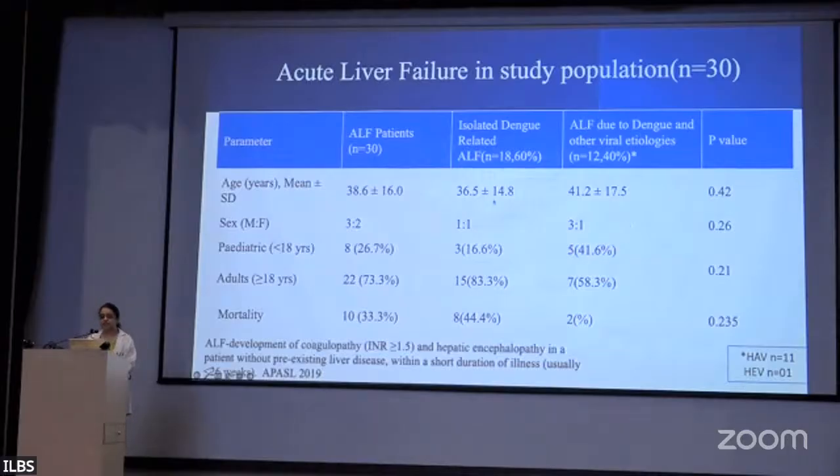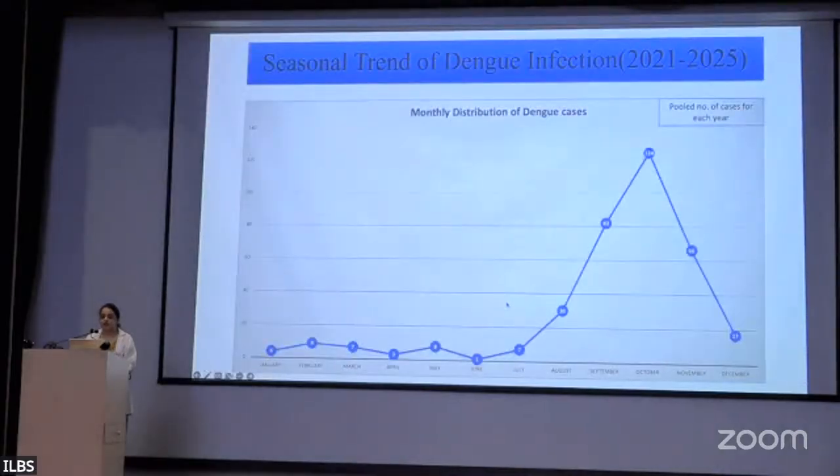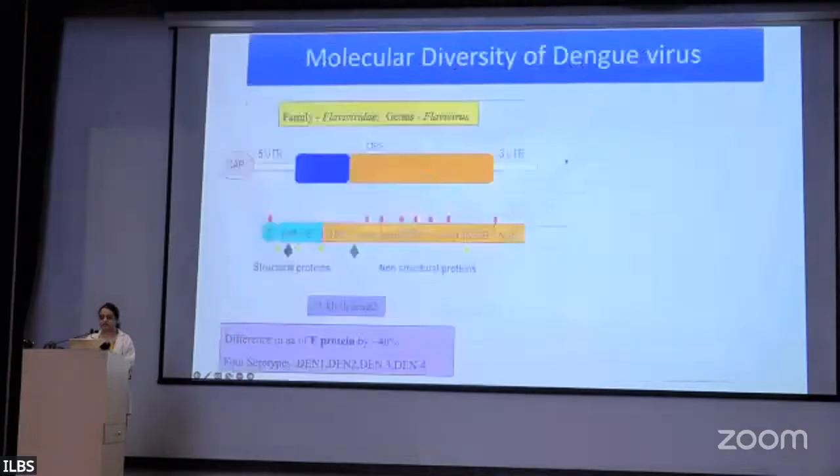The mean age and sex distribution were comparable between the groups, and pediatric cases were relatively more common in the non-dengue viral ALF group, whereas the dengue-related ALF was predominantly seen in adults, although there's not much statistical difference. Overall, mortality was 33.3%, with high mortality observed in the dengue-related ALF, suggesting a more severe disease course. Now, this was a seasonal trend of dengue infection between 2021 to 2025, with peak post-monsoon months, with October showing the highest number of cases.